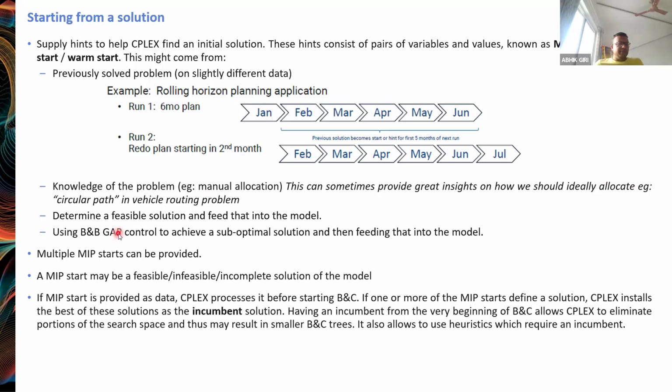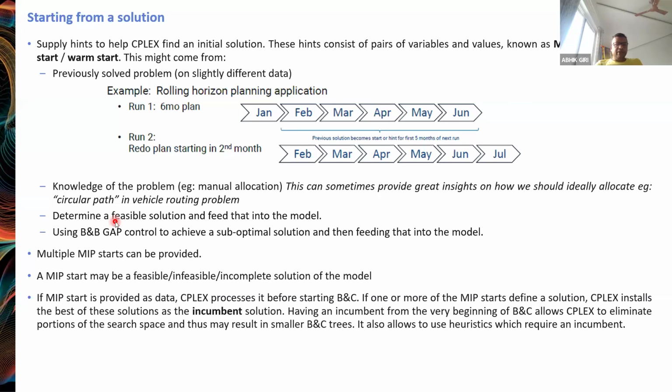If we can use that knowledge, we can provide some initial starting value. Also, you can determine a feasible solution manually, meaning using some heuristics, and feed that into the model. Also, you can use a suboptimal solution. You can put a very high optimality gap, let's say 30% away from the optimal solution, for which you'll get a solution quite fast, and you can feed that into the model as a starting point to get a much better solution. Also, you can provide multiple MIP starts and let the model decide whichever is the best one, in the sense of leading to the best objective function value.